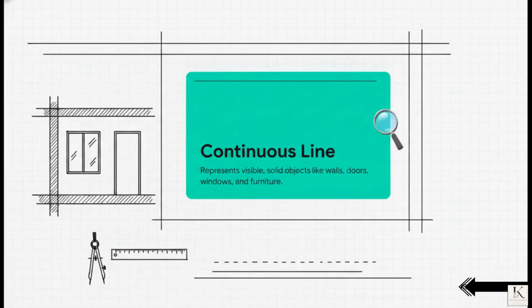A continuous line is basically your baseline. It's perfectly straightforward. It just means the architectural element is visible, solid, and right there in front of you. When you see a continuous line, you immediately know you're looking at physical walls, doors, windows, or furniture that exist entirely within your line of sight.